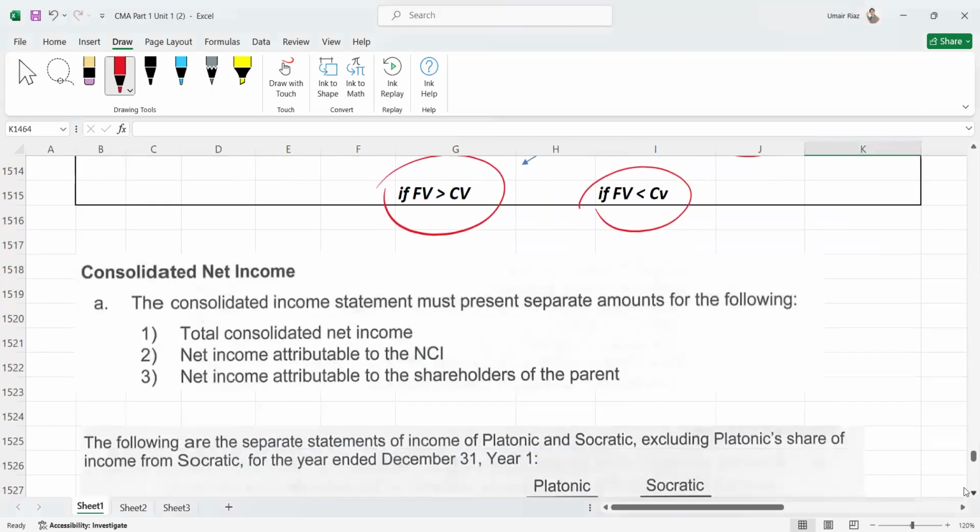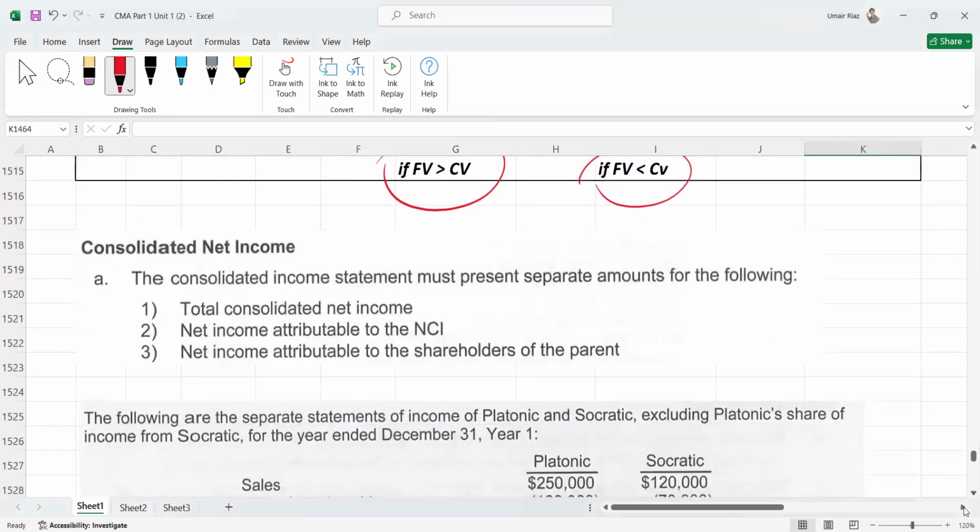Now, guys, we are discussing another thing. In the first adjustment, we learned how to adjust the difference of fair value and carrying value if the asset is depreciable or if the asset is not depreciable. Now we are discussing another adjustment for consolidated net income.